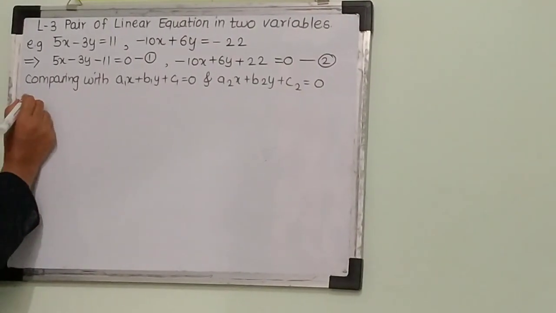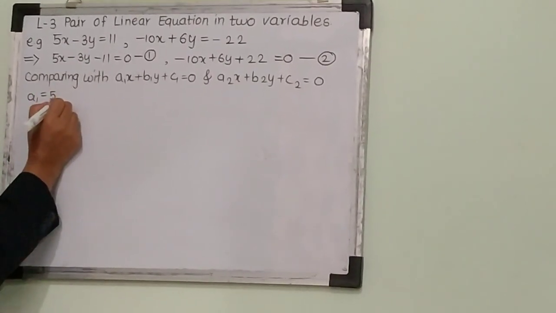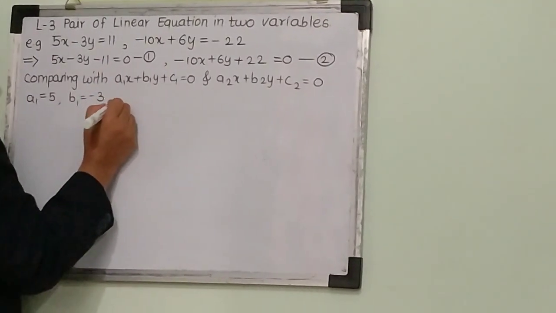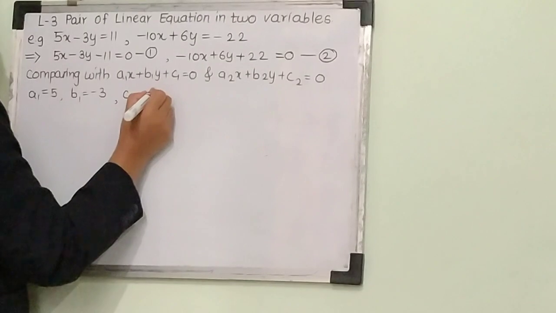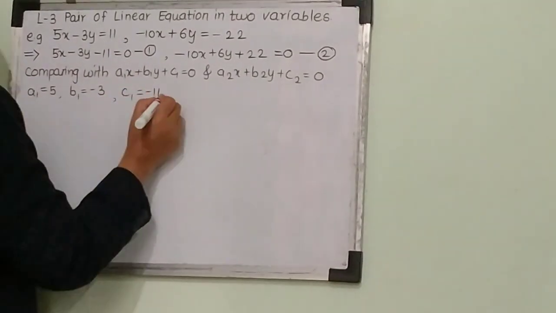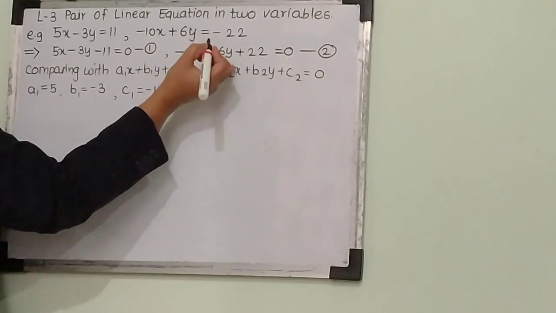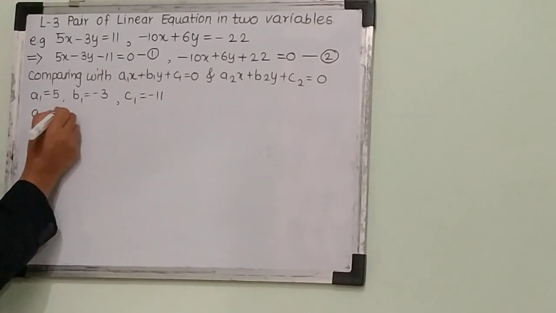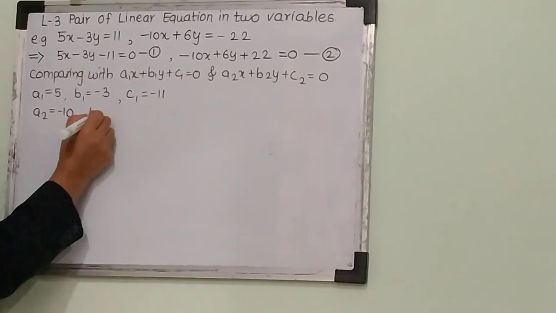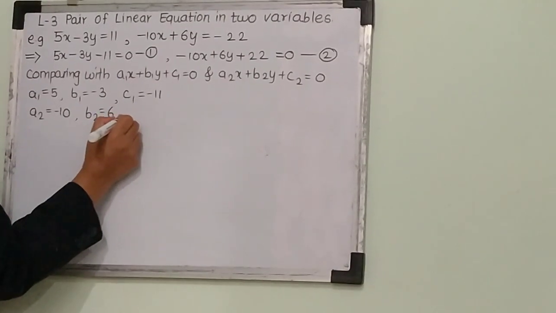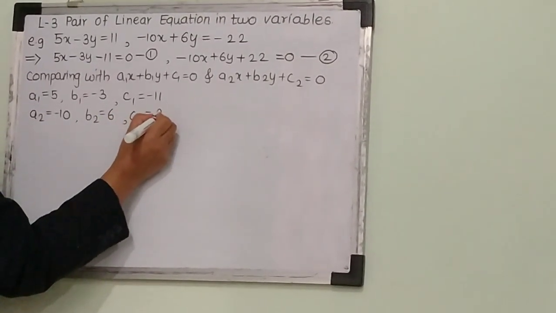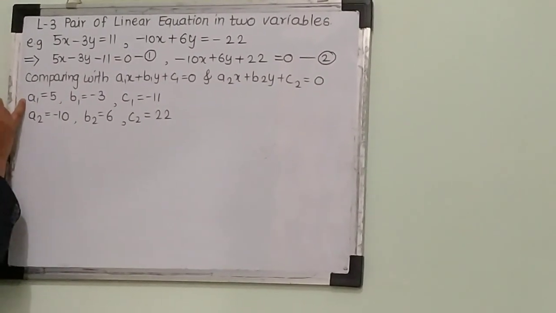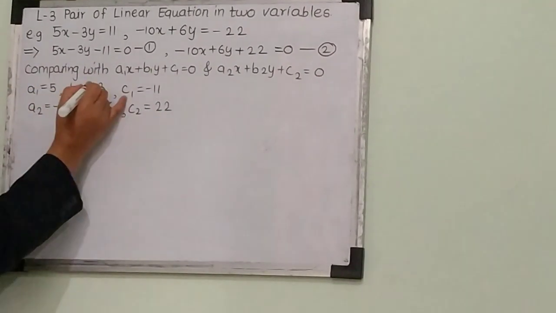So comparing, we get a1 is equal to 5, b1 equals minus 3 and c1 equals, I get here, minus 11. Similarly, for the second equation we are going to compare with this. So here we get a2 equals minus 10, b2 equals 6 and c2 equals 22. So comparing this, we get the values of a1, a2, b1, b2, c1, c2.